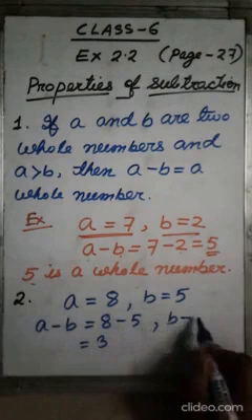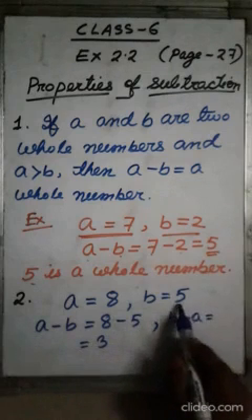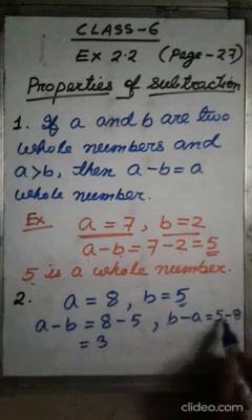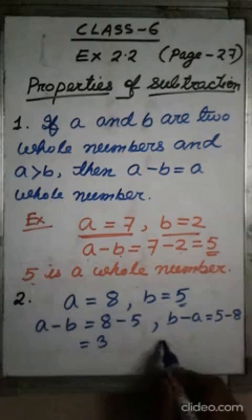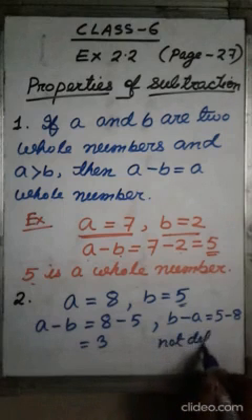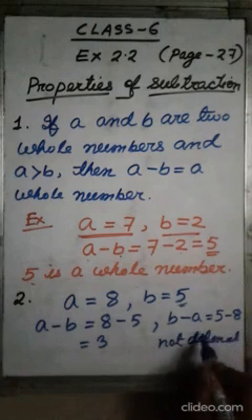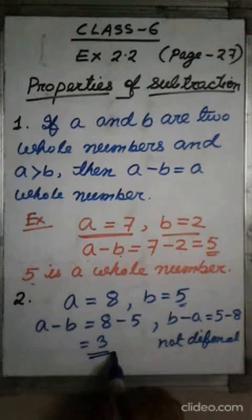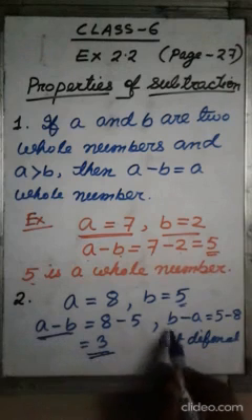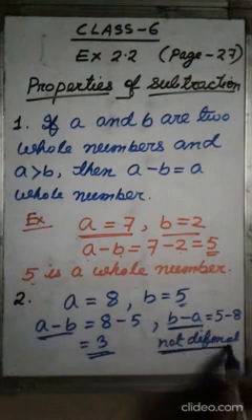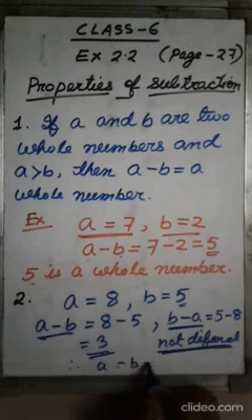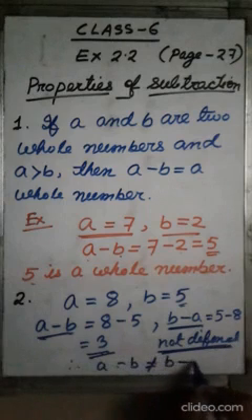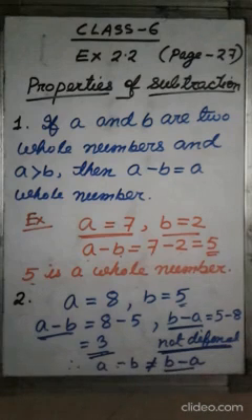Now B minus A will be B is 5 minus 8. So this is, we do not have any value, not defined. So here we have got, for A minus B we have got 3. For B minus A we did not get any defined value. Therefore A minus B is not equal to B minus A. In subtraction, the commutative law doesn't hold good.